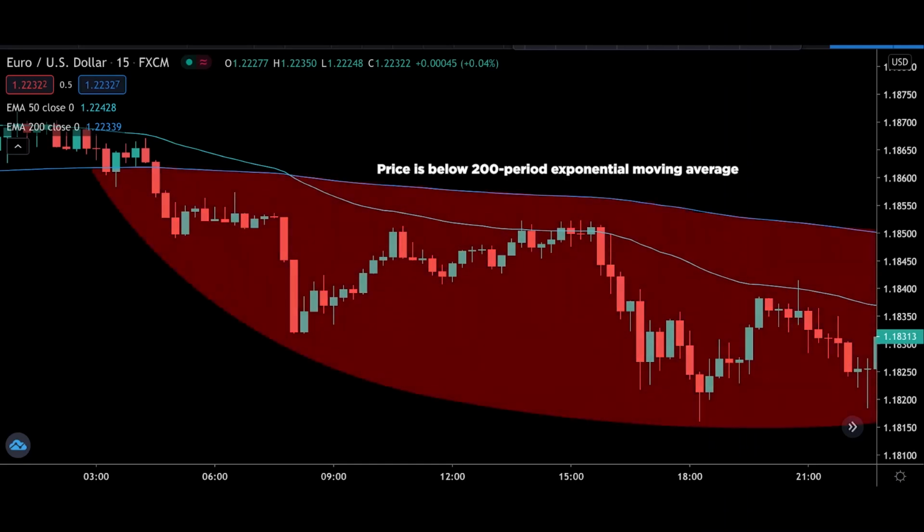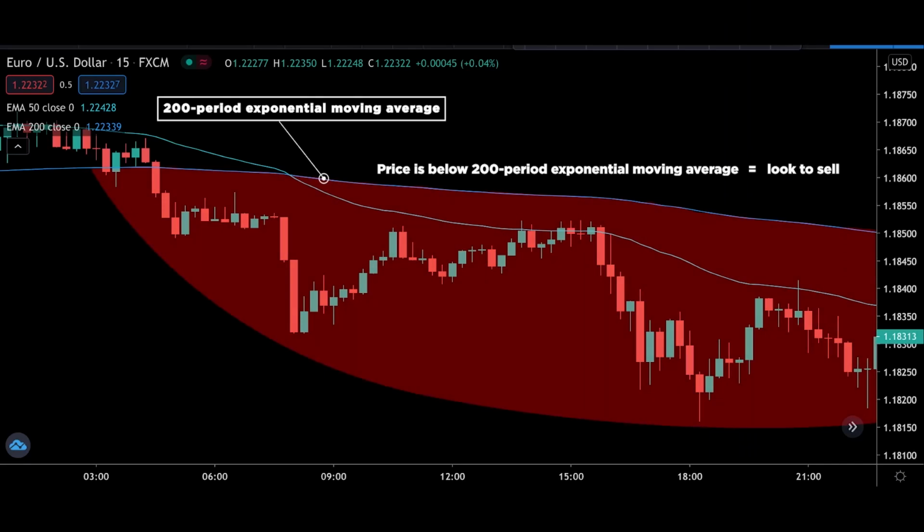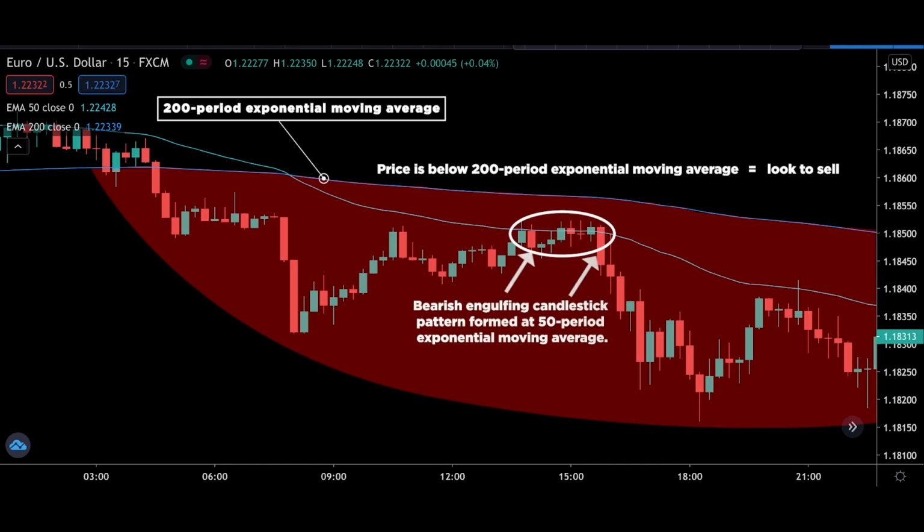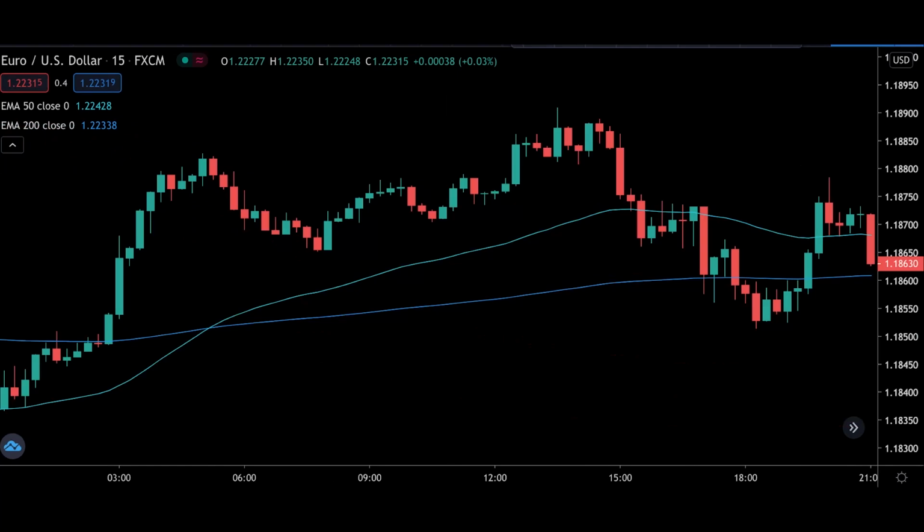We see that price is below the 200 period exponential moving average. Therefore, we only want to look for selling opportunities. We see price retracing and eventually hitting the 50 period exponential moving average. Price forms a nice bearish engulfing candlestick pattern, and that's our cue that we should take the trade. See how simple it is? This is why you don't need to clutter your charts with so many indicators. Now moving on to another case study.